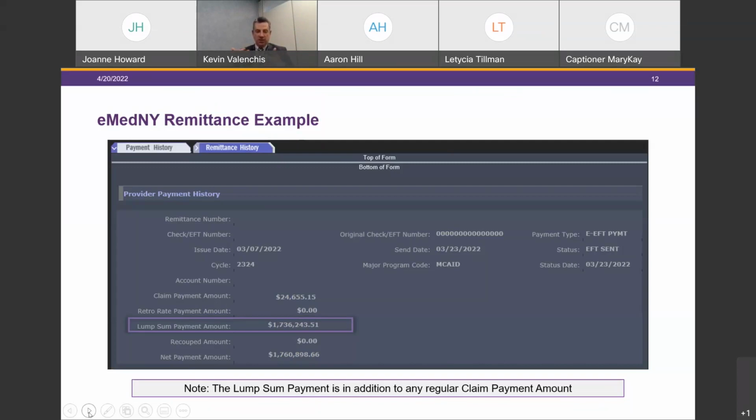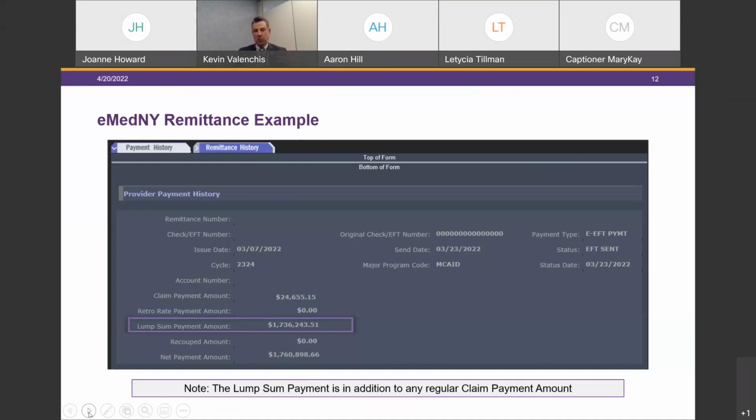You'll see here in this example, and I'm not a remittance expert, the claim payment amount is what's associated with your traditional claiming that's due to you in cycle 23-24. In this case, this provider had no retro rate payments, and they received a lump sum payment of $1,736,243.51. So in this cycle, your billing agent would have seen that you got paid $1,760,898.66. But you should work with them to understand how this breaks out between the traditional claims amount and the lump sum.